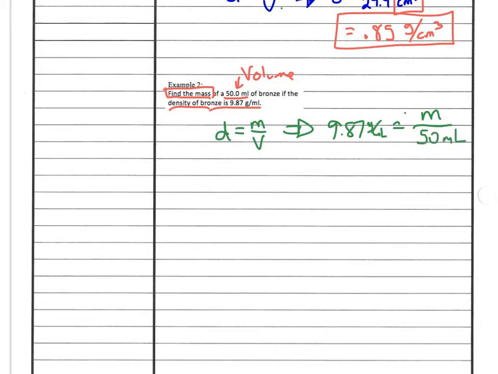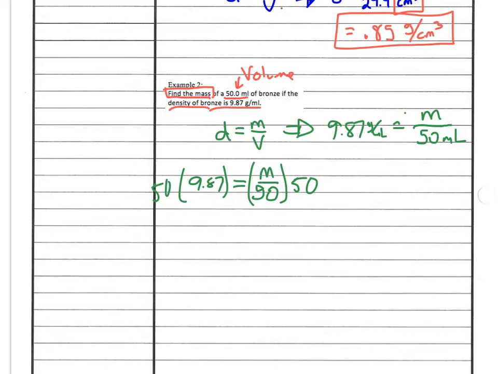Okay, so when it comes to doing this kind of math, it might be easier if you leave the units out. And then we'll talk about how to think about the units. So I have 9.87 equals m over 50. Okay, this is exactly like finding x in math class. It's exactly the same. So in order to get m by itself, we have to get rid of the stuff on the bottom. So I'm going to multiply both sides by 50.